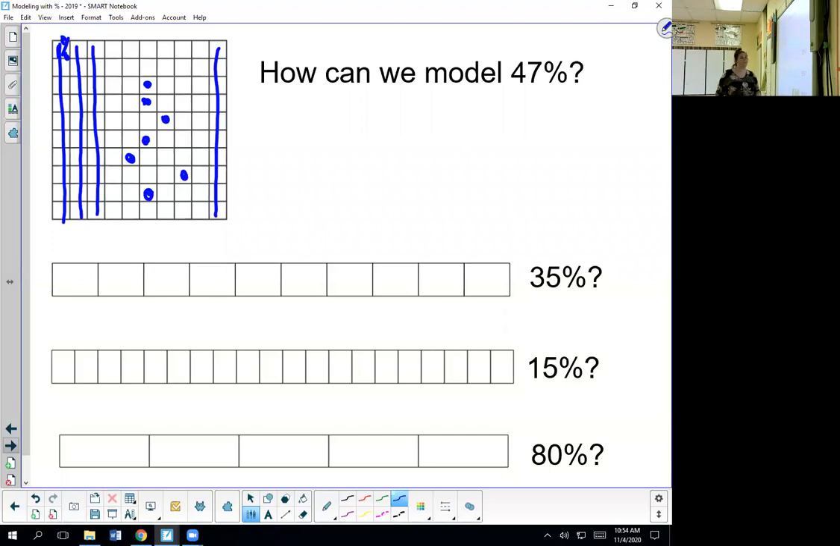Does it have to be pretty and perfect? No. I have 47% shaded in there. Okay, remember, 47% is 47/100ths, which I can write as this. By the way, 47/100ths is simplified.